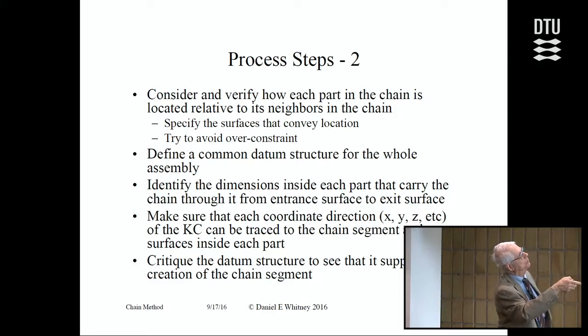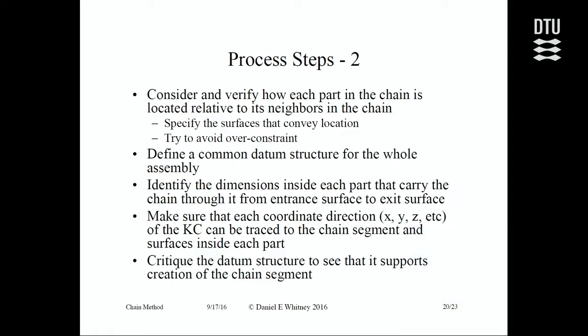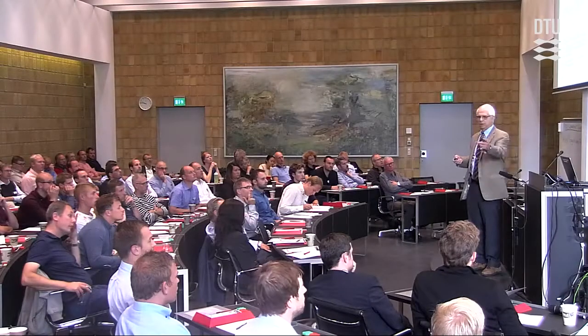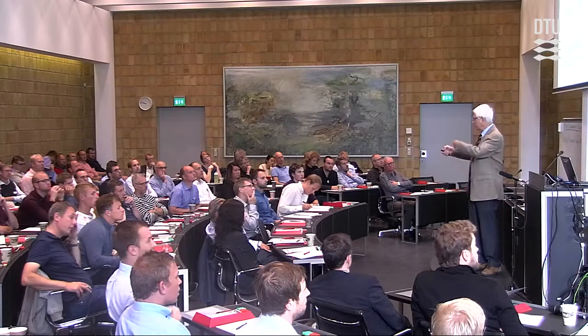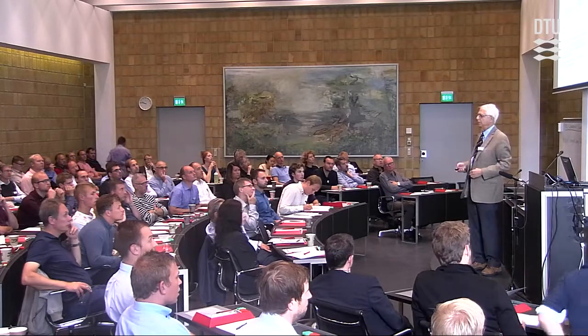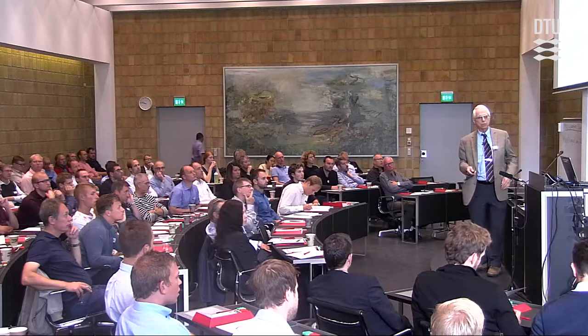Consider and verify how each part in the chain is located relative to the others. Location is about constraint, about kinematic design. So a piece of this is about how the parts locate to each other. The parts act as fixtures for each other. The parts convey location to each other. Then you have to establish a common datum structure. I know of problems where the problem turned out that the datums weren't coordinated. The supplier chose his own datums in order to get the parts to fit properly inside his equipment.